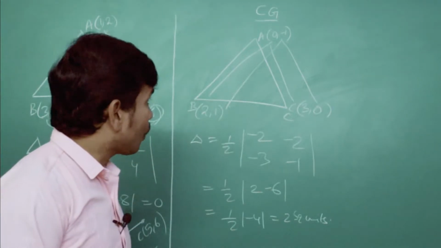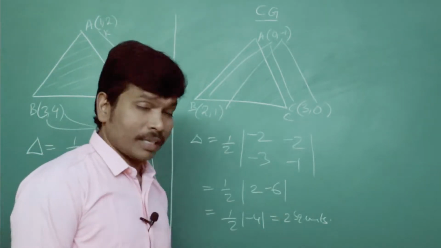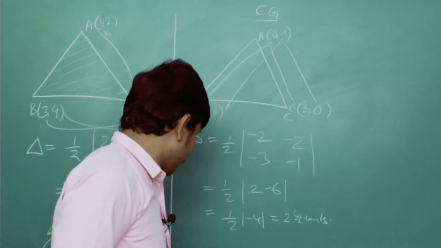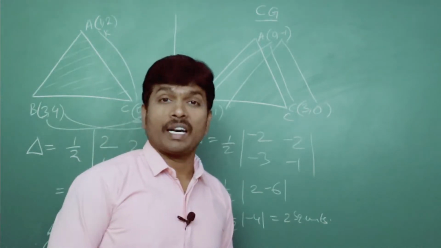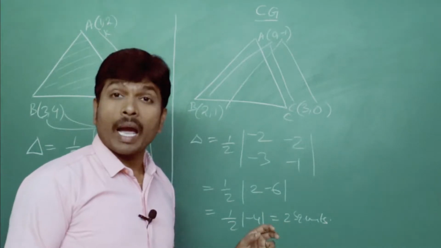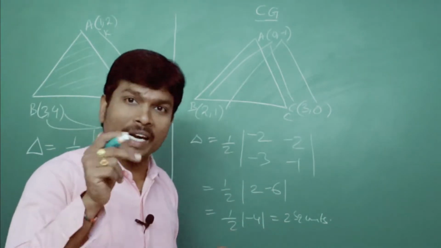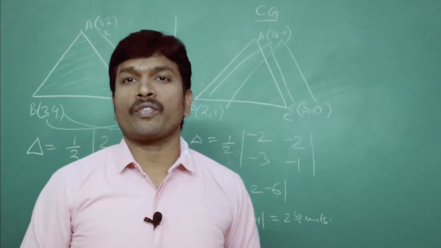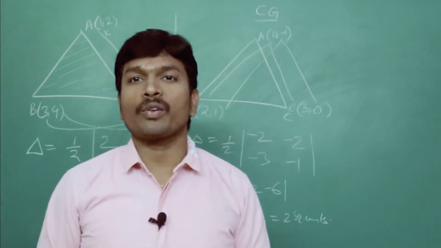But now I am asking you not this. What I want is something else. What you have to do is take the midpoints of it and join them. You will get one triangle. That area I want from you.